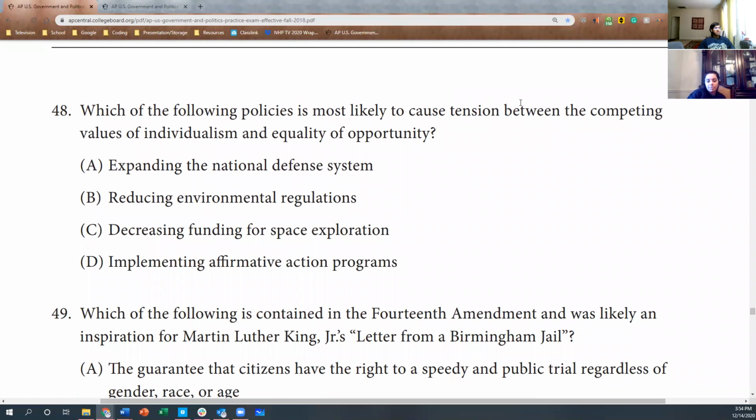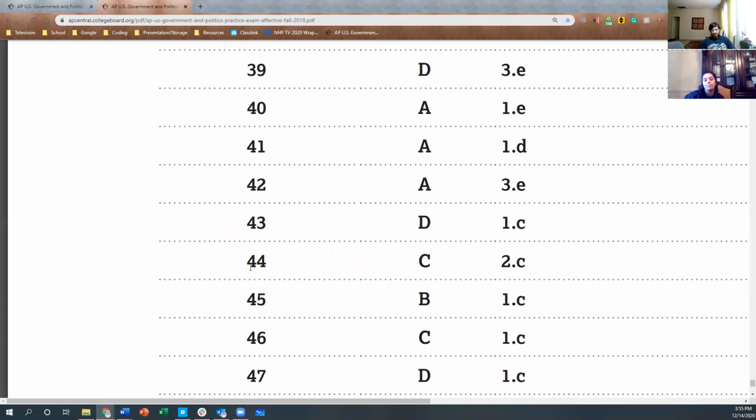Okay. Which of the following policies is most likely to cause tension between the competing values of individualism and equality of opportunity? Okay. Expanding defense system. No. Oh, we did this one. It was affirmative action. Yeah, because affirmative action has to do with individual merit versus opportunity.